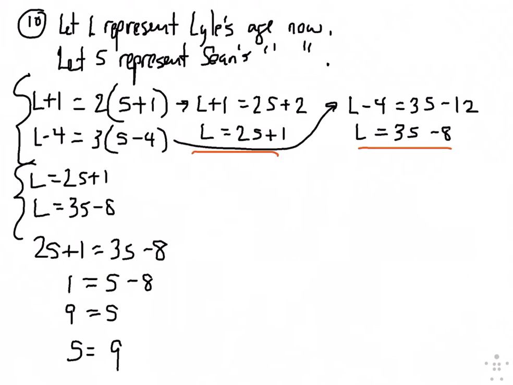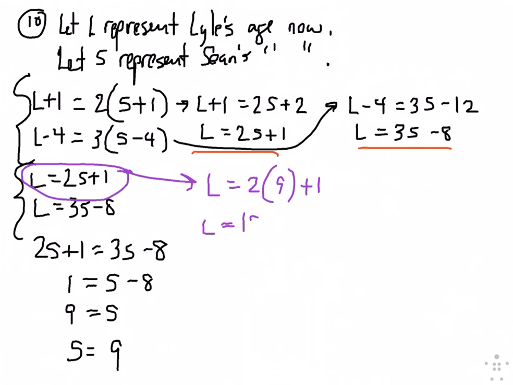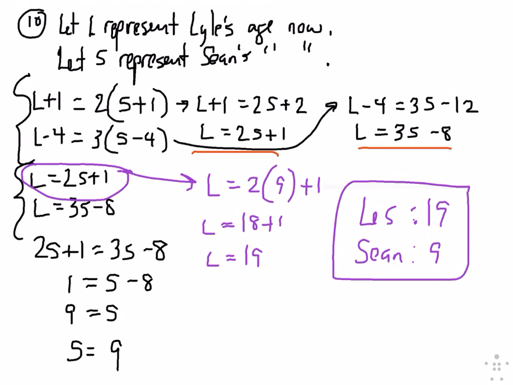S equals 9. Okay, then we'll take one of the easier equations, maybe this one, and get L equals 2 times 9 plus 1. L equals 18 plus 1. L equals 19. So Lyle is 19, and Sean is 9. Or not Les, Lyle, sorry. This one is Lyle, not Les. So let's fix that. Lyle is 19, and Sean is 9.